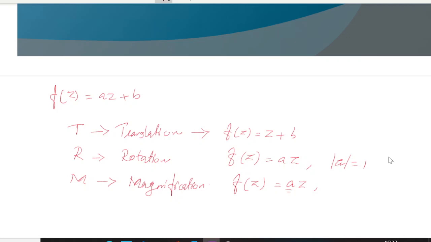Now using these three operations we can define any of the linear maps of the az plus b type. You can see the composition. Az is coming, so az means something like magnification or rotation, according to the modulus of a. And the second one, plus b, is the translation. So any linear operation we can split up into translation, rotation and magnification. In this chapter, at the very first stage we will study what is a translation, then rotation, then magnification.